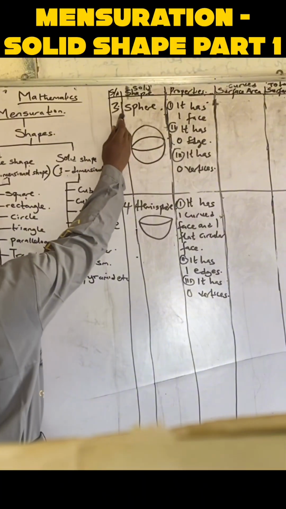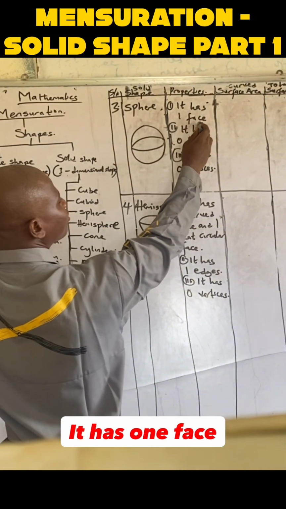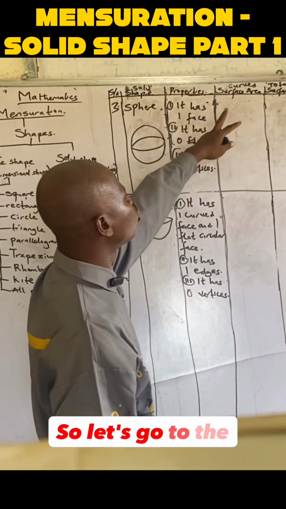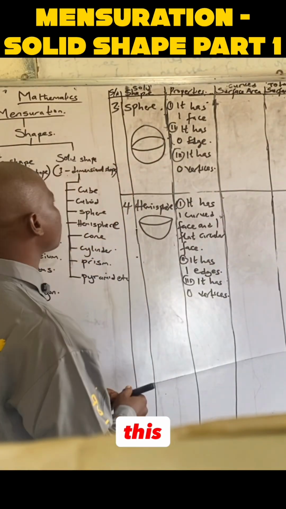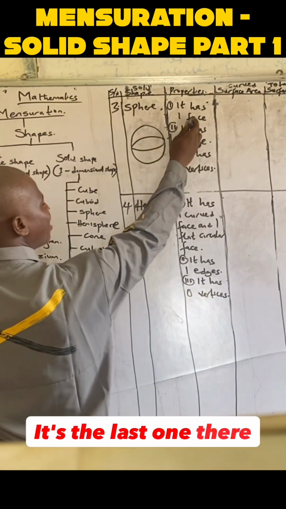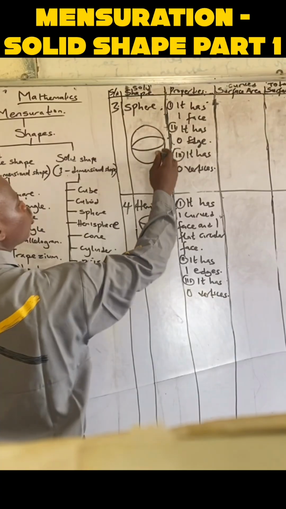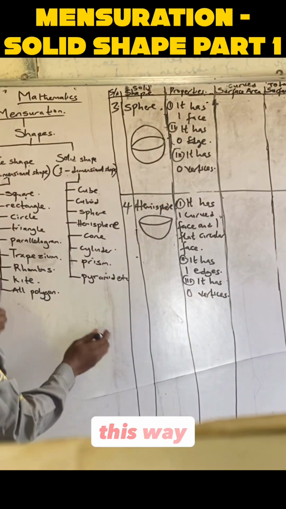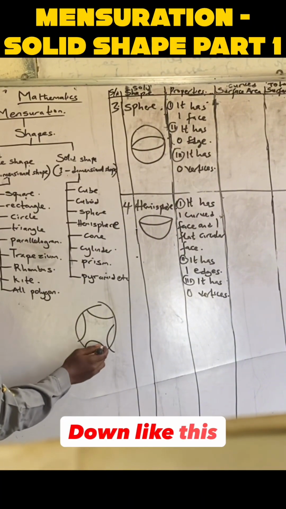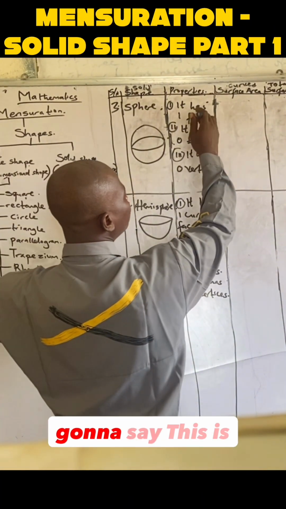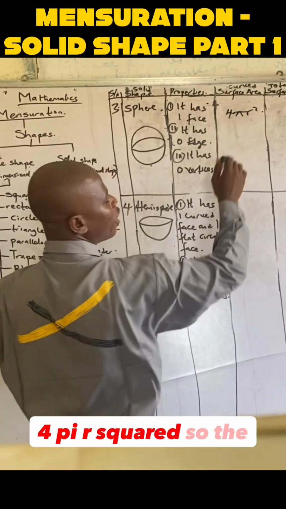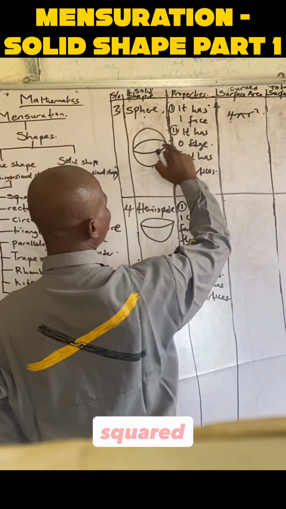So number 3 now is sphere. It has 1 face. It has 0 edge. It has 0 vertex. So let's go to the surface area, the curved surface area of this. A sphere has 1 curved surface, like a ball. When you have a ball this way, the up one, the down one, that is 4. So the area of a circle is pi r square, so the surface area of the sphere is 4 pi r square.